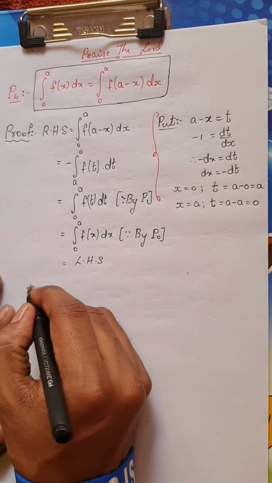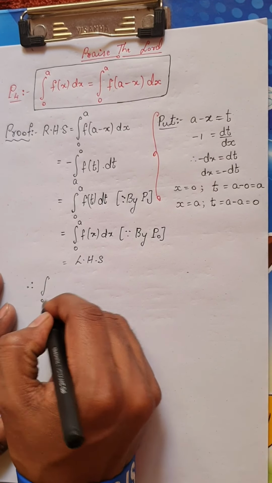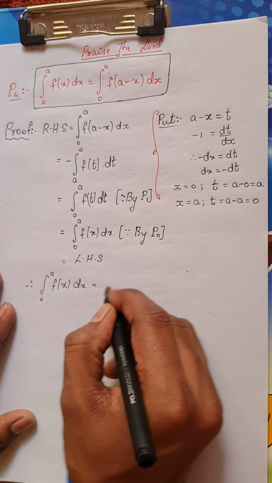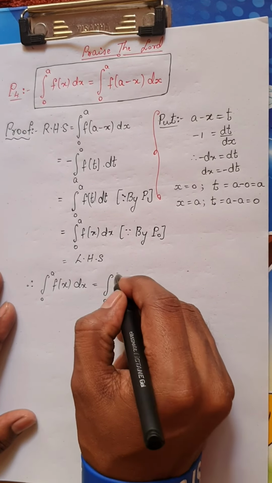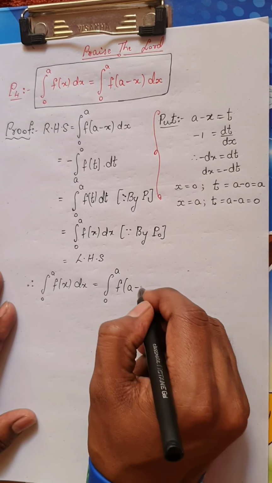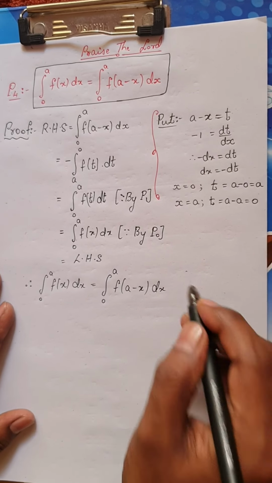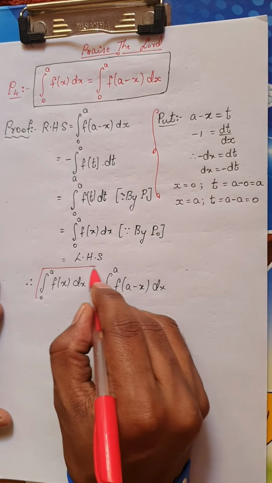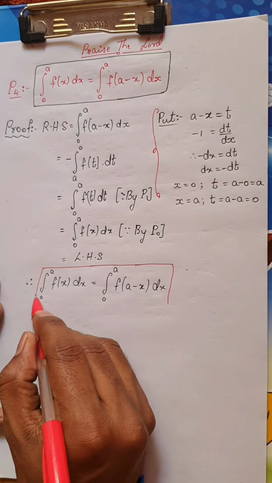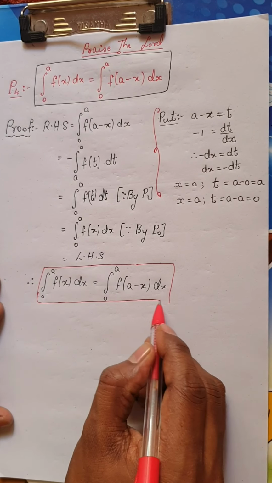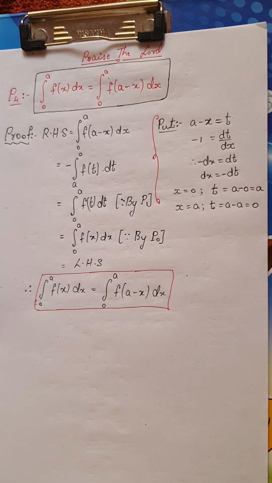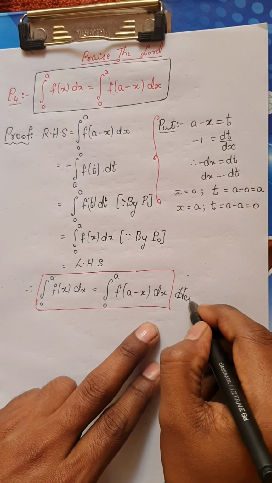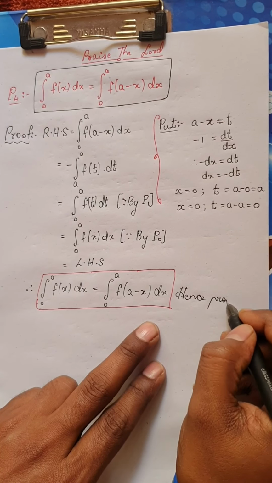You can say therefore integral from 0 to a f of x dx is nothing but integral from 0 to a f of a minus x dx. Okay, so this is the proof part of this. The proof of this integral is very easy. So it's very easy to prove this proof, hence proved.